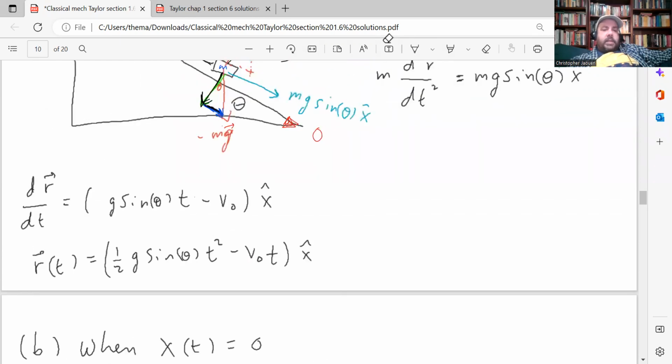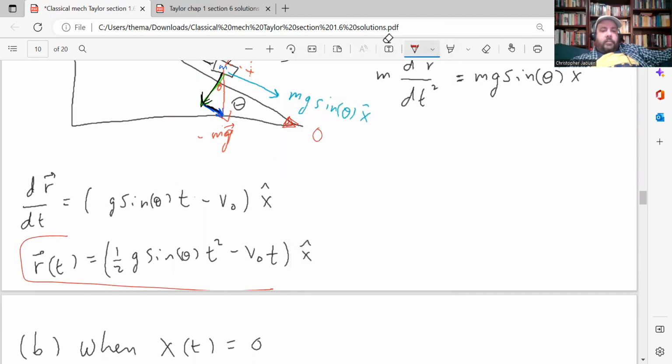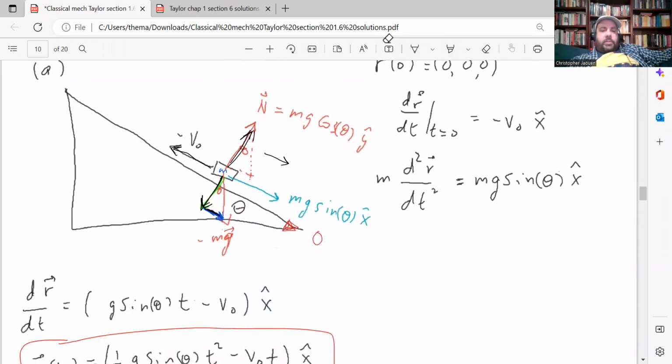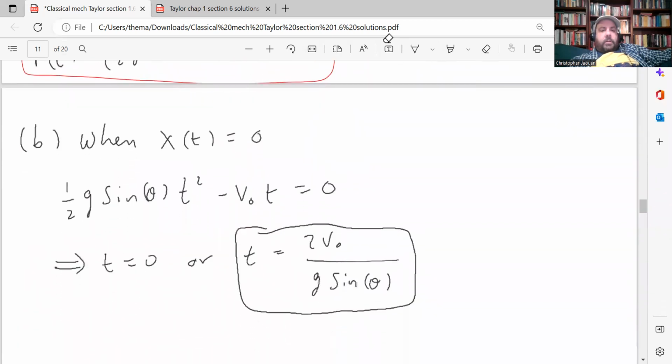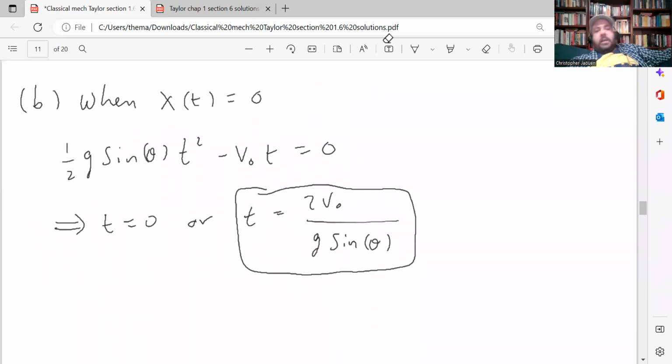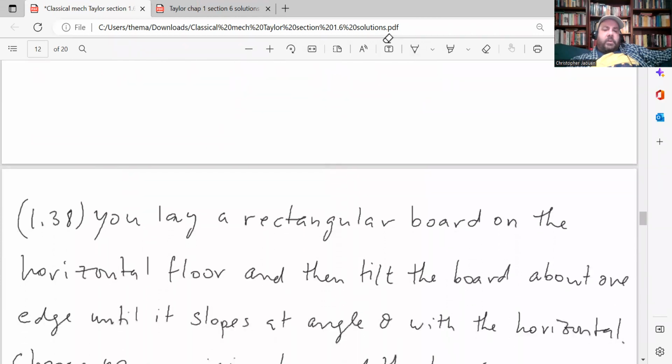All right, and so that's the answer. Actually, I should probably put a box around that. That's the answer for part A. And then let's see what they want us to do for part B. Part B says, how long will the puck take to return to its starting point? Right, so that'll happen when the x coordinate is 0. So setting x of t equal to 0, you get 1/2 g sine theta t squared minus v0 t equals 0, solve for t, and you get the value, right? So this is the answer for part B. So like I said, relatively straightforward.